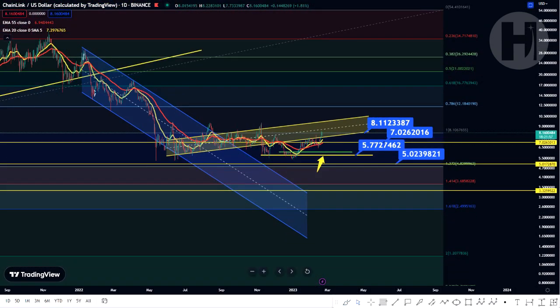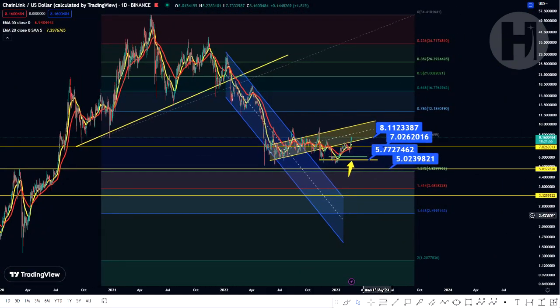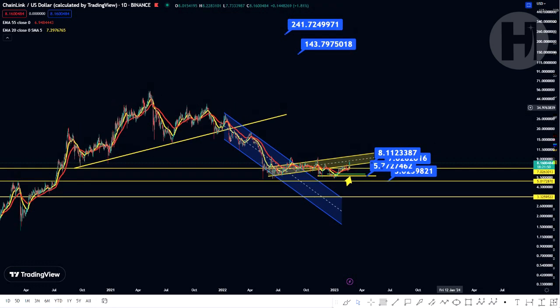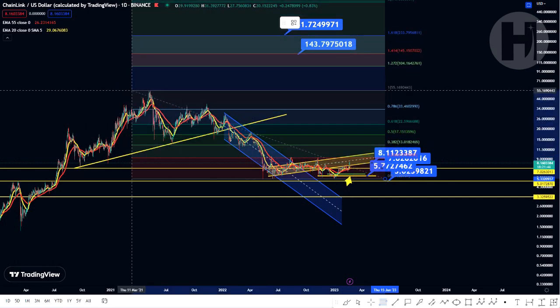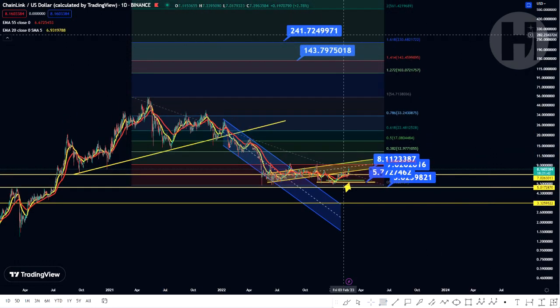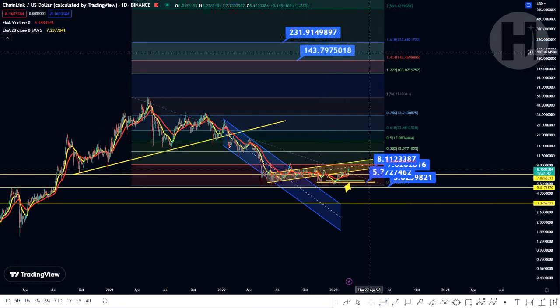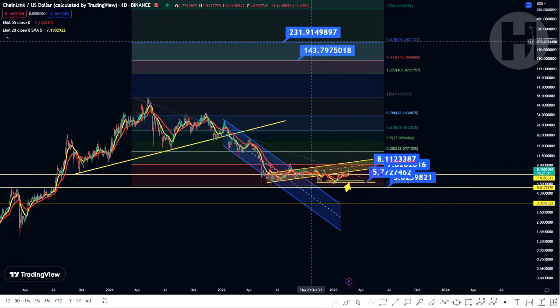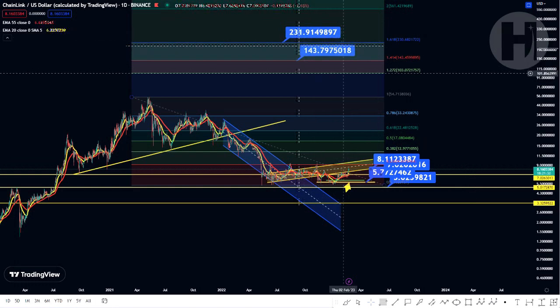What we could also do right now is we can slap another Fib retracement on the chart, but this one with the targets to the upside. So I think we have our targets there. Let me just do this and this. There we go. So our 1.618 target is at $230. Our 1.414 target is at $143. So these are going to be your major targets in the next bull market.